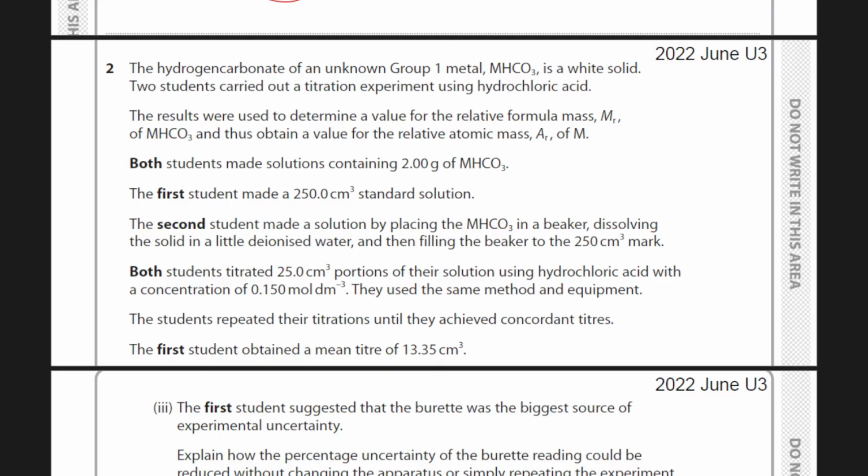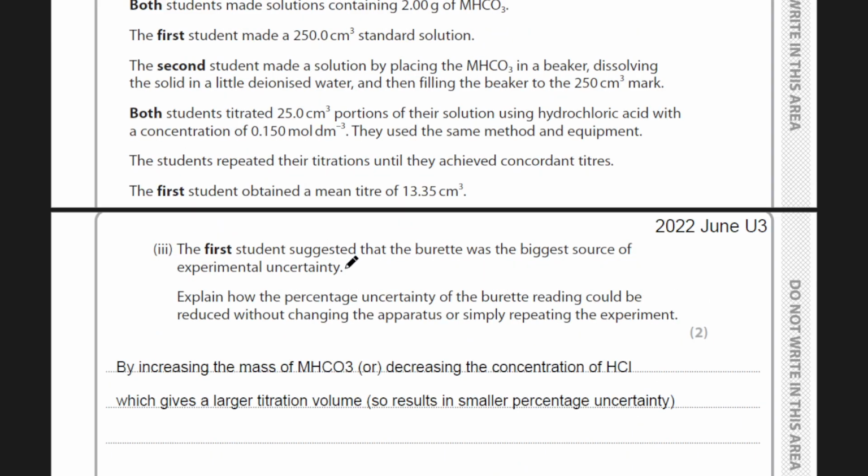Okay. The next part of the question is that the hydrogen carbonate of an unknown group 1 metal is a white solid. So students carried out a titration experiment using hydrochloric acid. The results were basically used to determine a value for the relative formula mass of this. So this is the whole process provided. The question was, the first student suggested the burette was the biggest source of experimental uncertainty, and explain how the percentage uncertainty of the burette reading could be reduced without changing the apparatus.